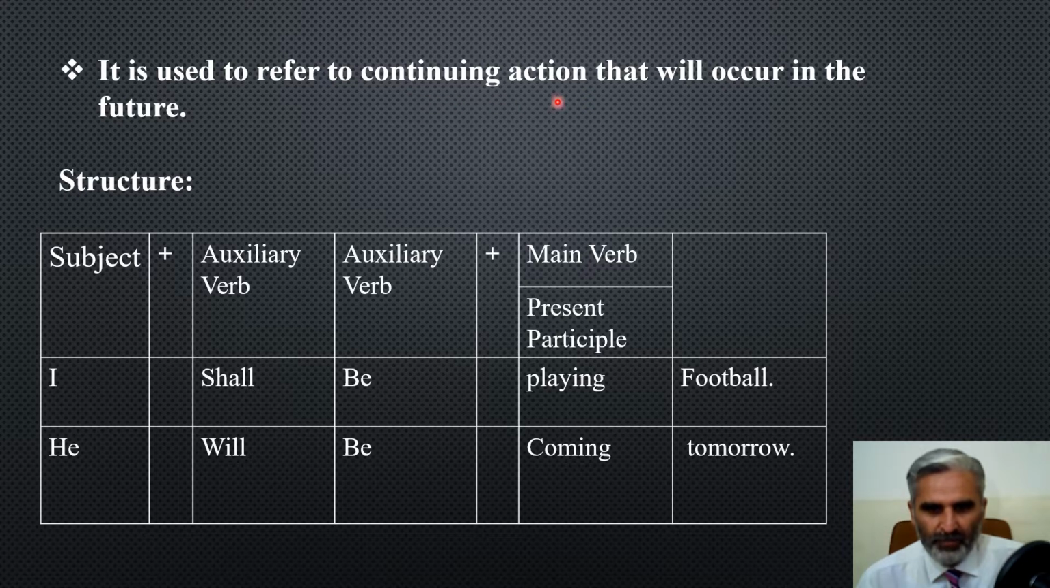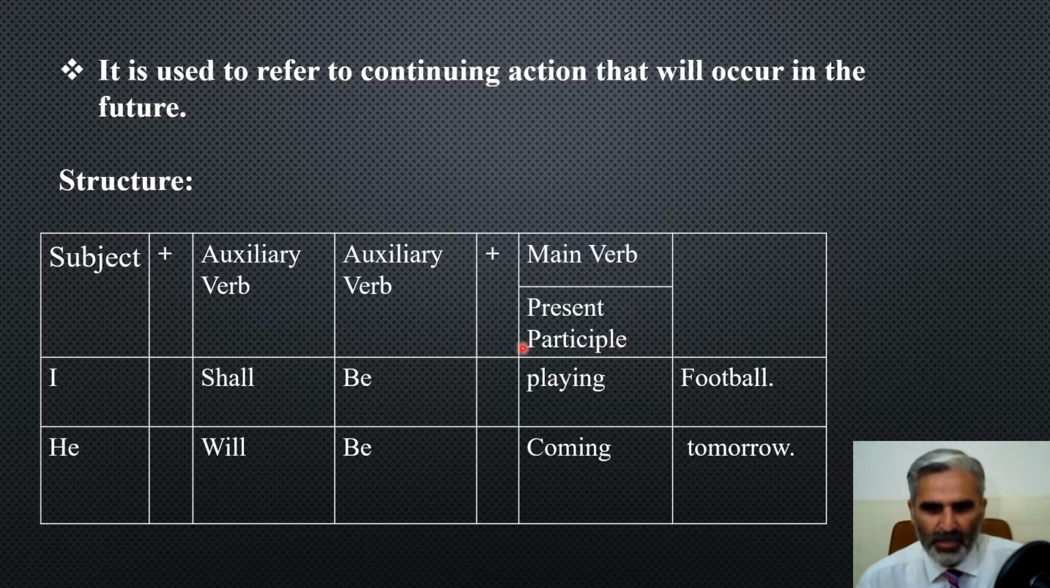It is continuing. So the structure of the sentence of the future continuous tense is quite simple, like future indefinite tense. It starts with a subject, and after the subject the auxiliary verb will or shall is used, but here we add another auxiliary verb that is known as be. So shall be or will be, these two auxiliary verbs are used after the subject, and after that the main verb, in its present participle form, is used.